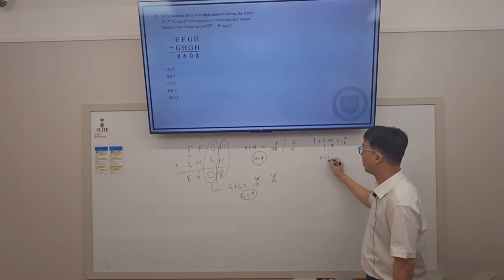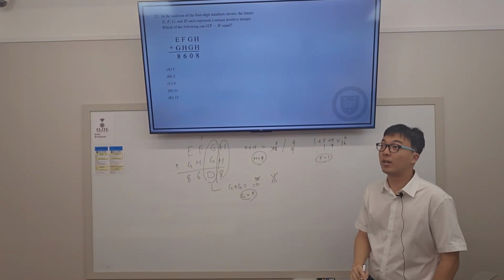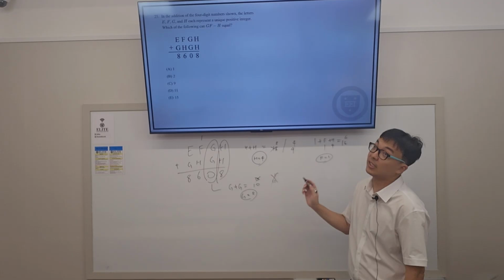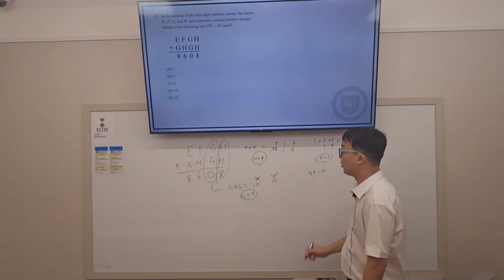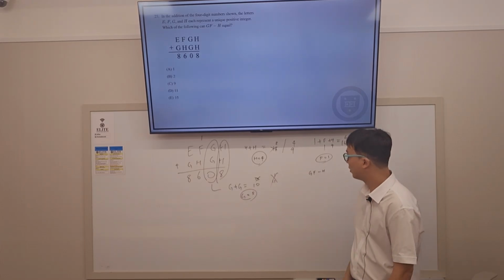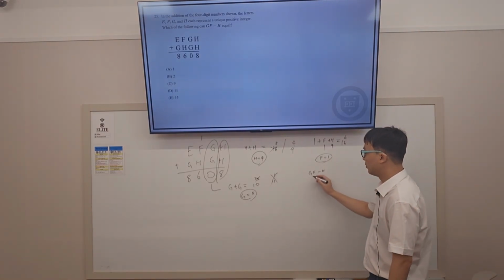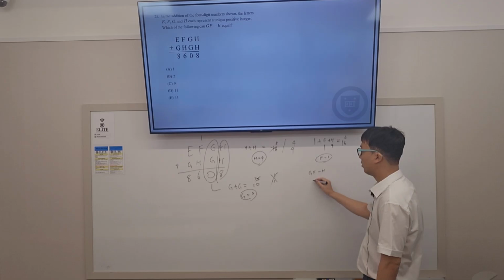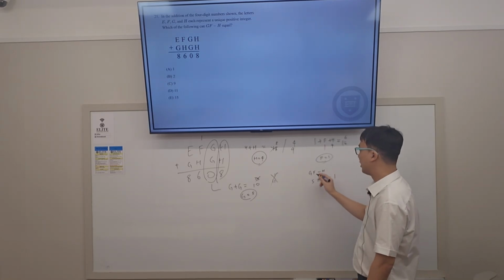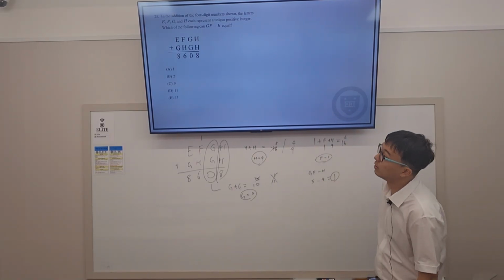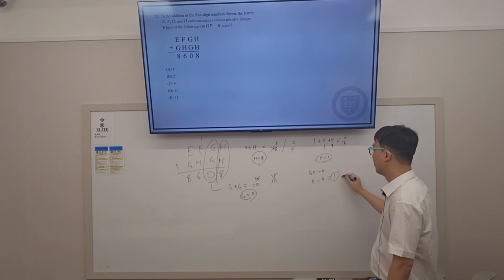F is 1. We do not need to go any further because the question is only asking us to find GF minus H. We do not need to know what E is. So, what's GF? GF is 5 times 1, which is 5, minus H, which is 4. So, GF minus H can equal 1, which is the answer A.